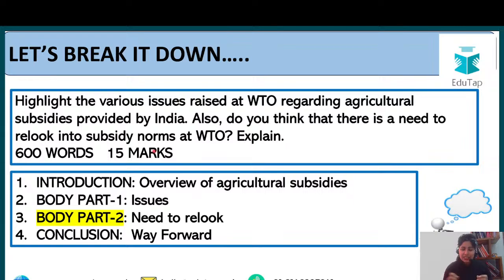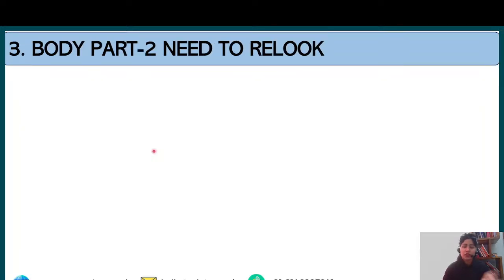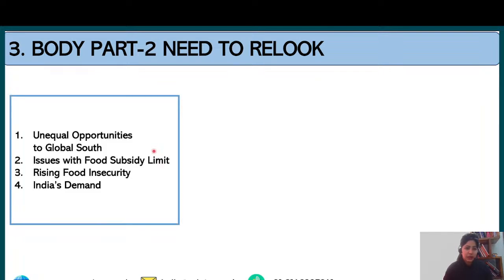First of all, just establish what your stand is: that there is definitely a need to relook into subsidy norms at WTO. This can be explained with the help of the following points. So this linkage point is very much necessary after the introduction, after every body part, and finally before the conclusion as well. So now in body part 2, why is there a need to relook?